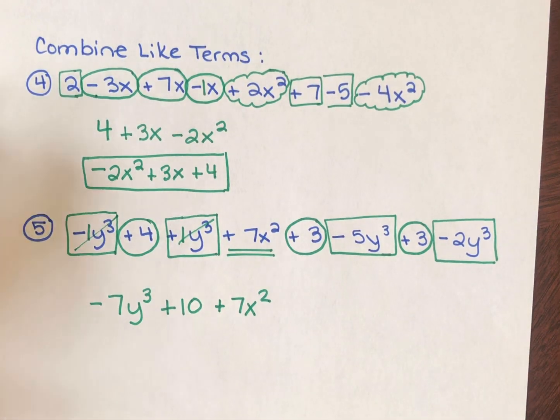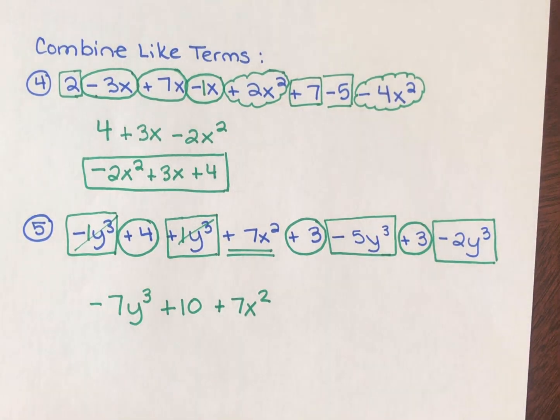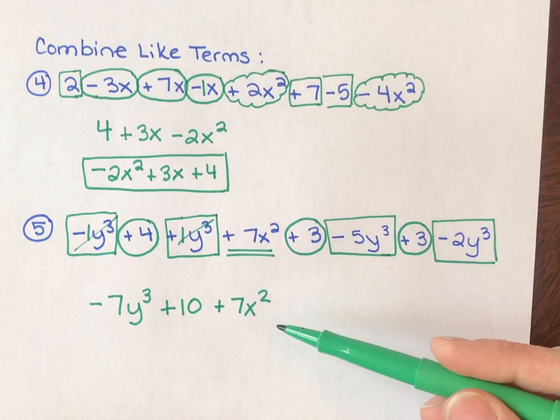Okay. So now what you can do is, because we have two variables, standard form isn't really going to matter here. You could type this answer into Delta Math and it would accept it.